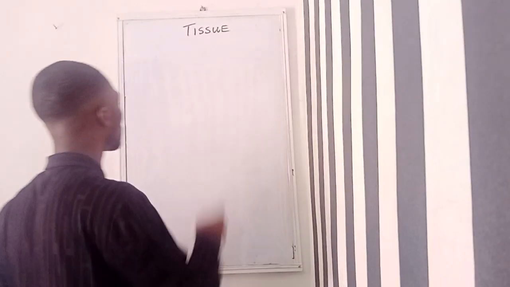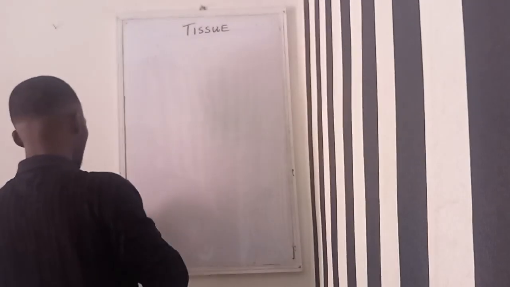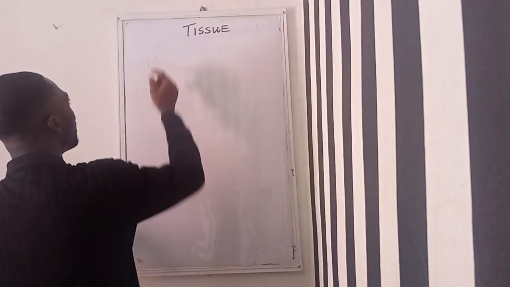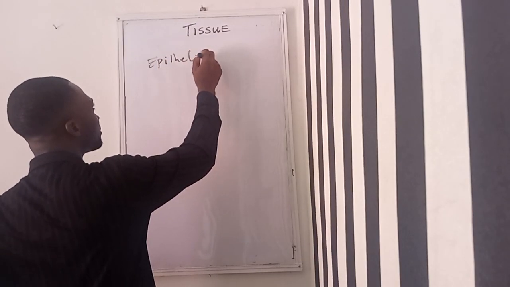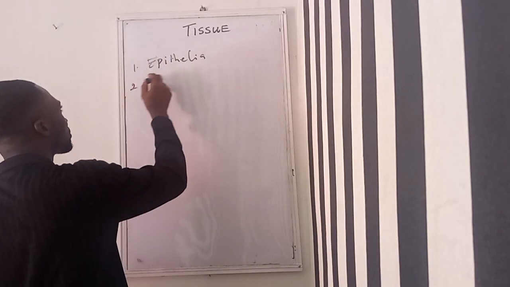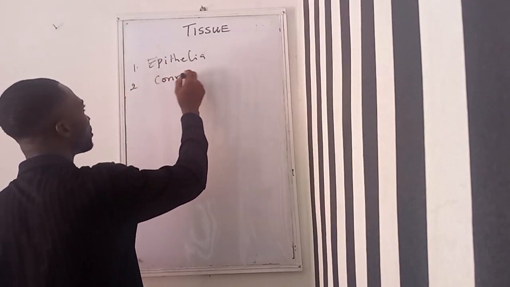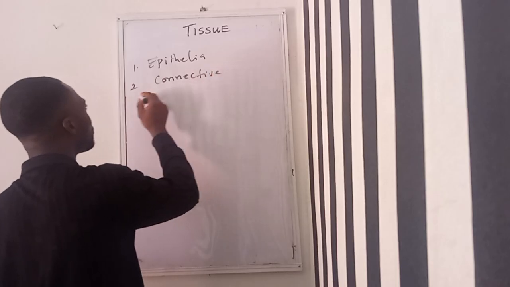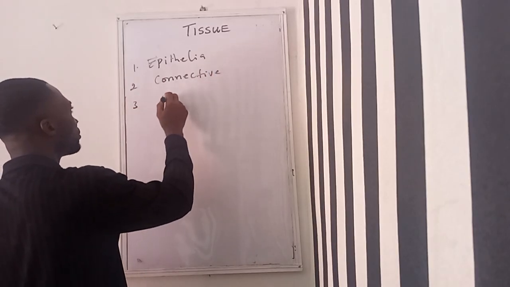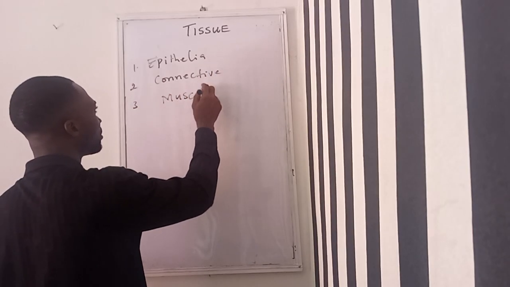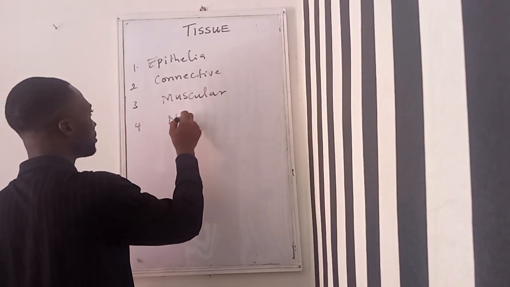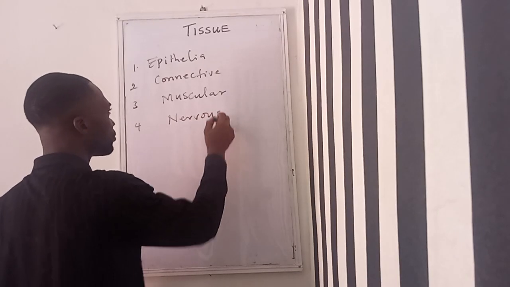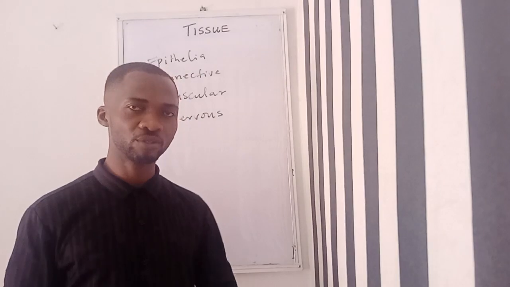The first one is called the epithelial tissue. The second one is called connective tissue. Third one is called the muscular tissue. Fourth one is called the nervous tissue. So these are the four different types of tissues.